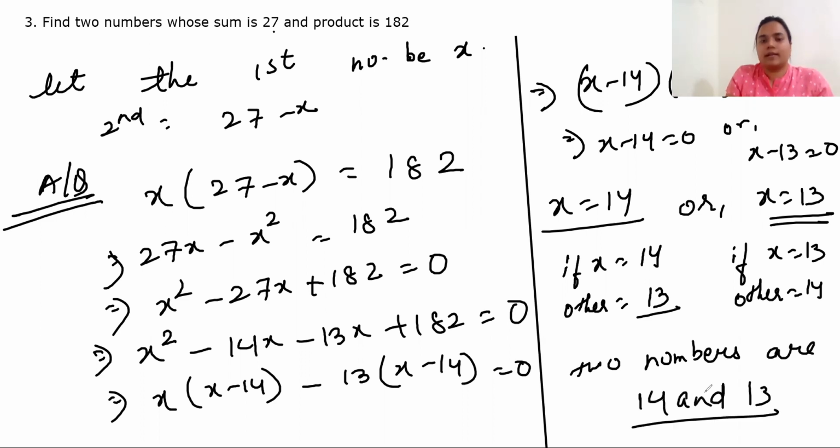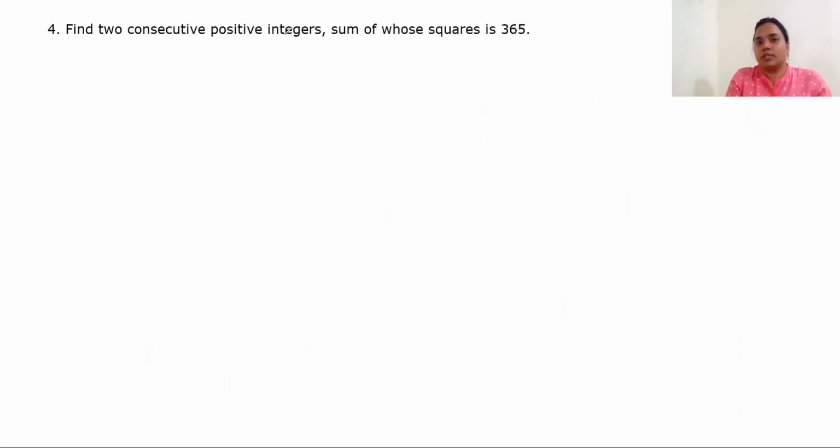So whatever factors we are taking, that is the answer, if a is 1. Now the next question: find two consecutive positive integers, the sum of whose squares is 365. I've already explained in exercise 4.1 what consecutive means, one by one. One number is x, the other will be x plus 1.